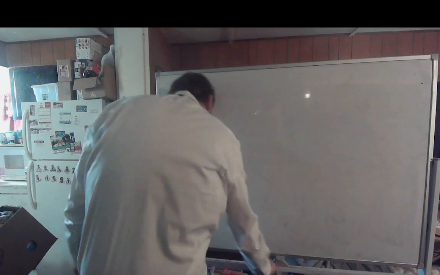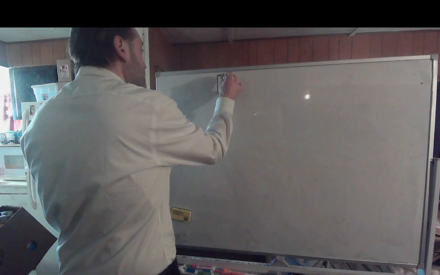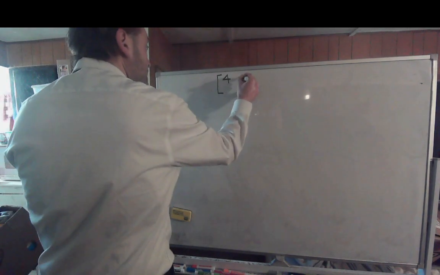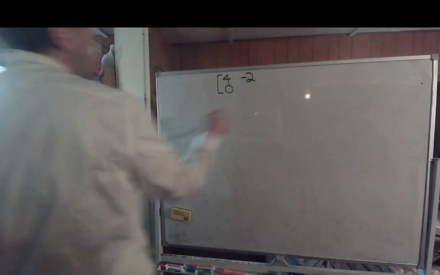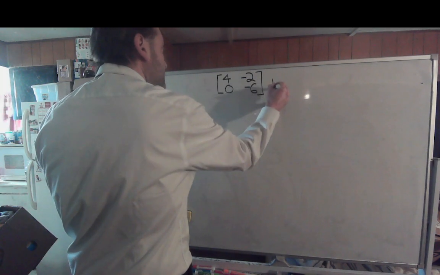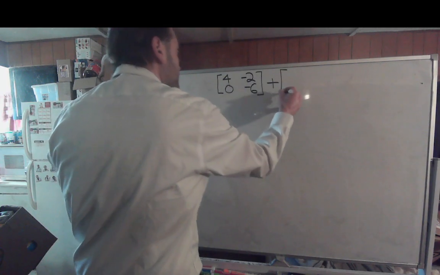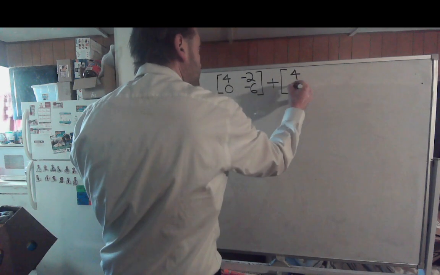Now, what if we had something like this? We had 4, negative 2, 0, negative 6, that matrix, plus we have another matrix here with 4 and negative 1.